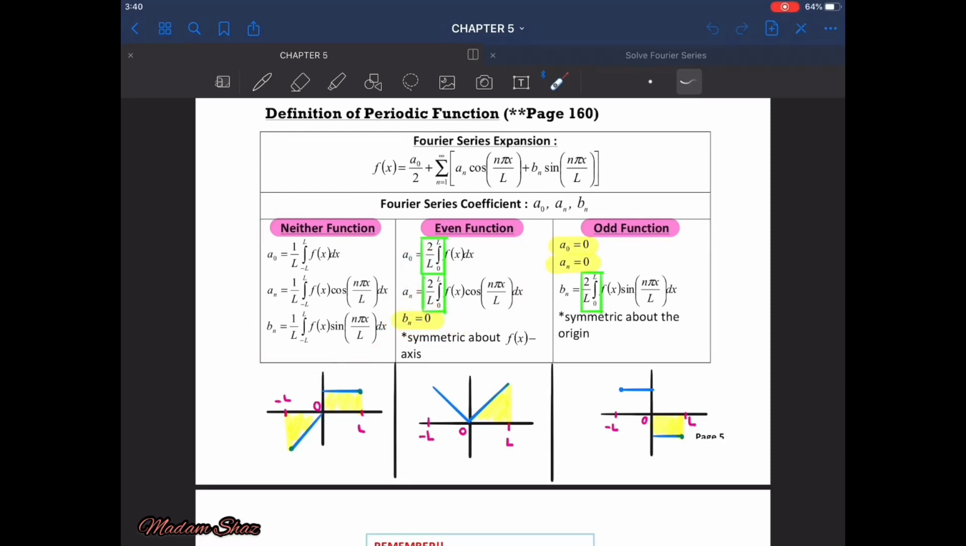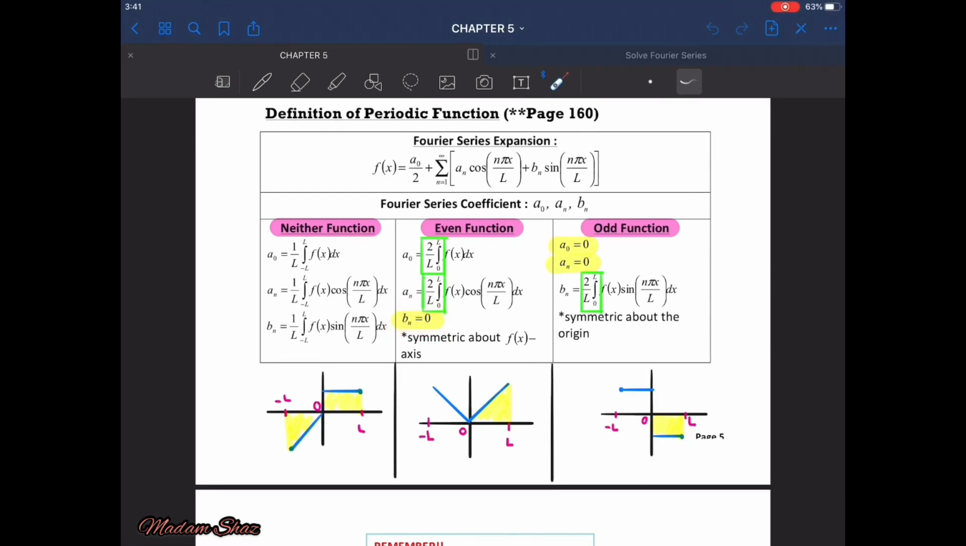But if you want to calculate by using the formula for the neither function, there is no problem. But then you have to calculate a0, an and bn. If we use the formula for the even function here, we only have to calculate a0 and an, whereby for bn here, we can just write bn equal to 0.